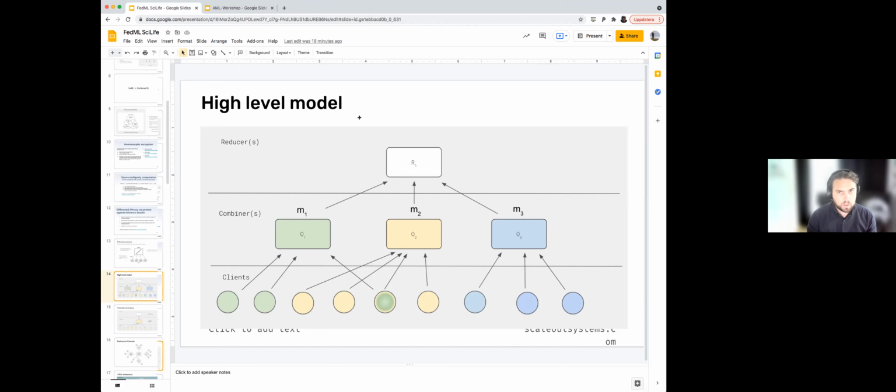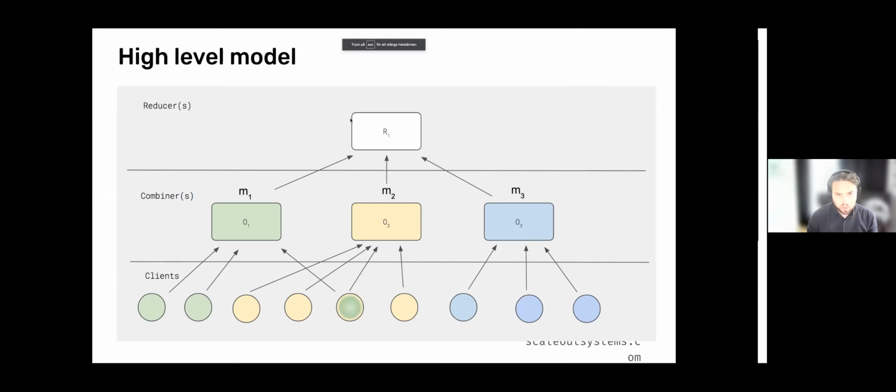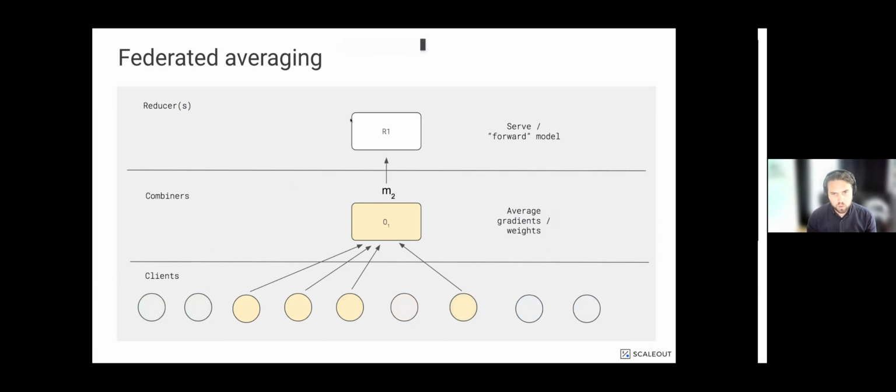But you can look at the special case, of course, where you only have one combiner. I think this is the setting we will actually do in the lab today because we don't have that many clients. You're back at the central server, single server setup that is employed in most other frameworks. Are there any questions so far?